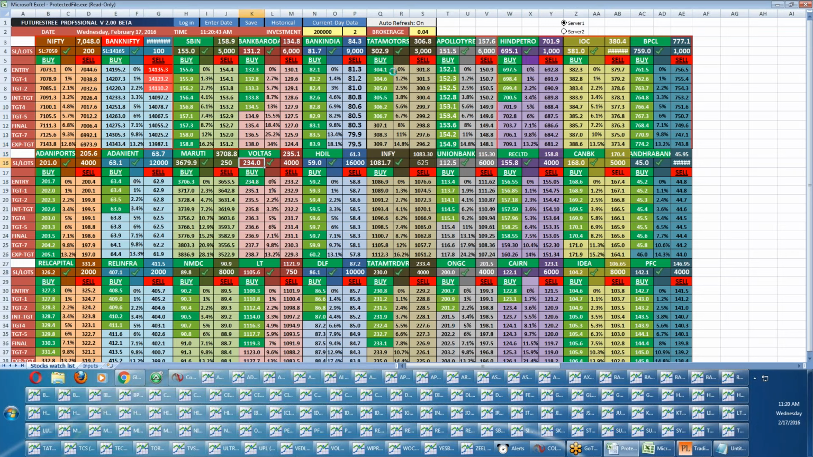So coming to Tata Motors, our entry was 304.10. Now it is at 307.10. So that's around 3 rupees into 1500 is your lot size. That's around 4500.